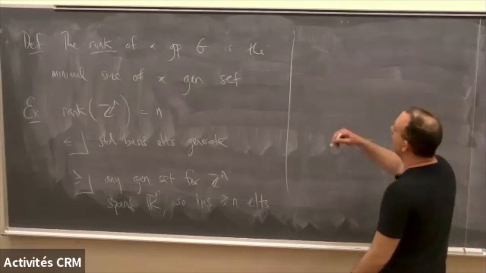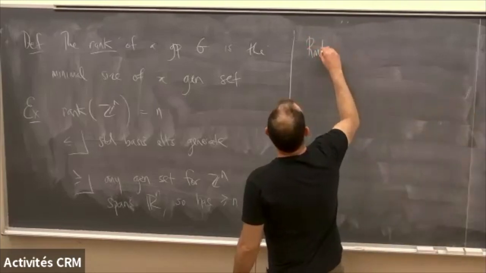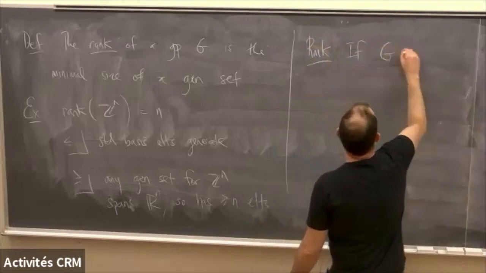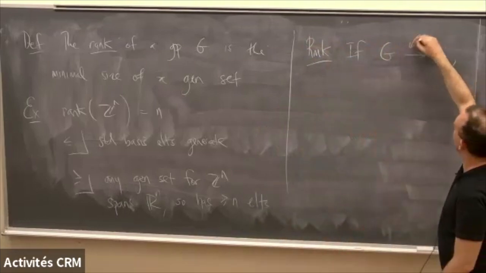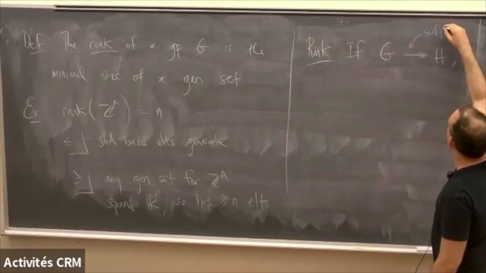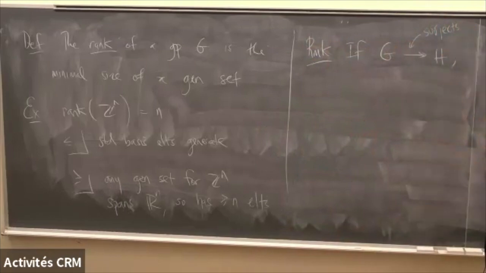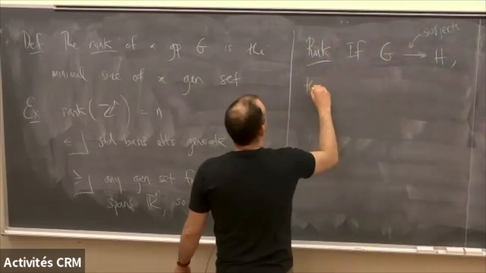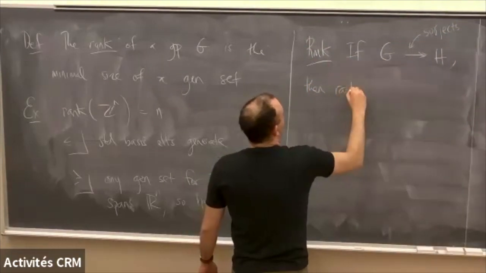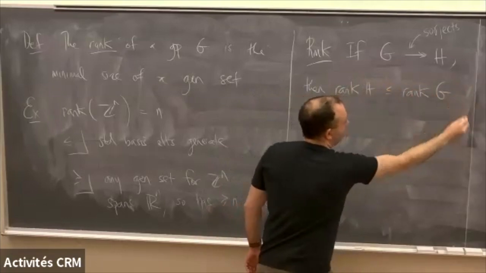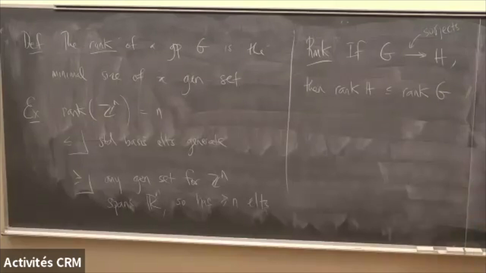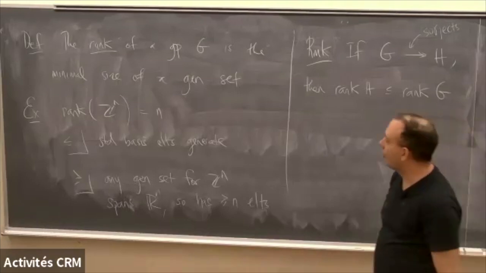Maybe a first basic property is that if G surjects onto H, so this is a surjective group homomorphism, then the rank of H is at most the rank of G. That's just because if you have a generating set for G, you project it onto H and it generates H.